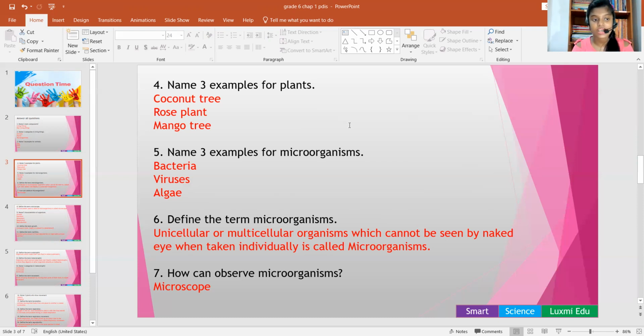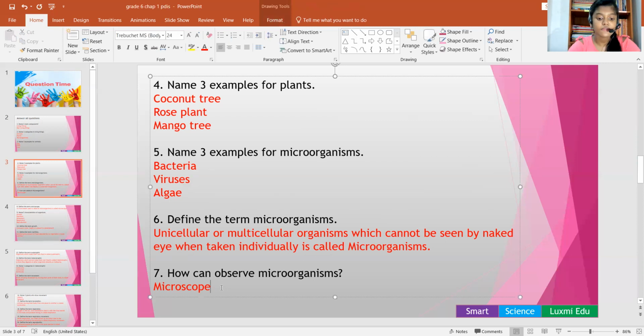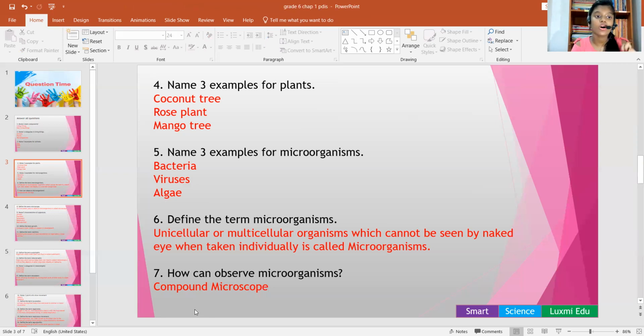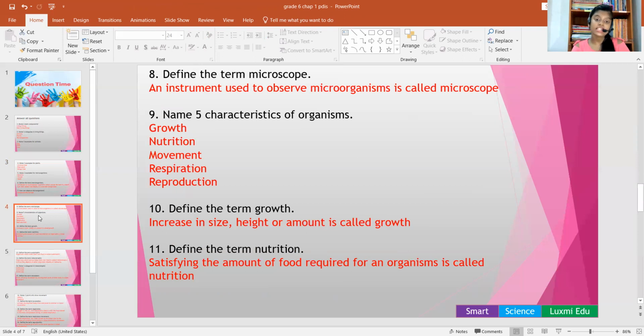Now the seventh question: how can we observe microorganisms? Microorganisms can be observed only by a microscope. It is better if you give the words compound microscope. It is really advanced. How can you observe microorganisms? By compound microscope. Then define the term microscope. They're asking what the meaning of microscope is. A microscope is an instrument which is used to observe microorganisms.